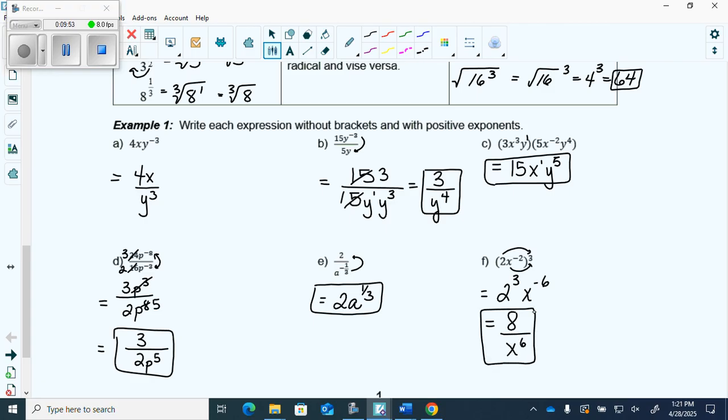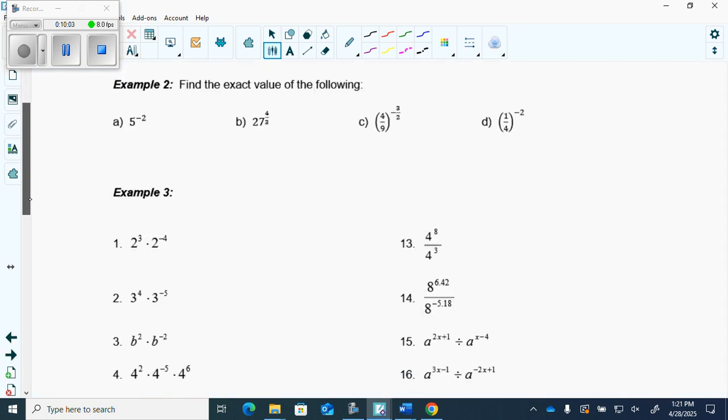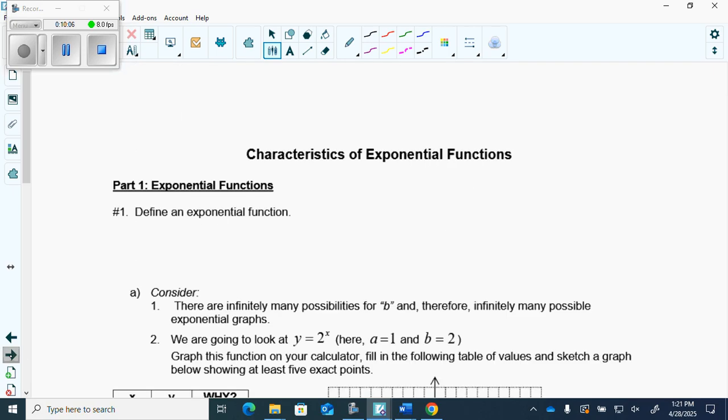Okay. Flip over. We're not worrying about any of these. It's not a big deal. We're going to go to the next page.